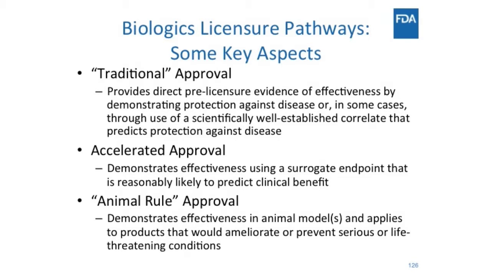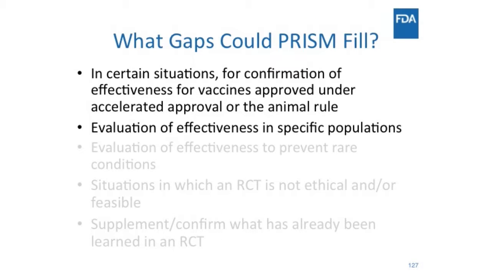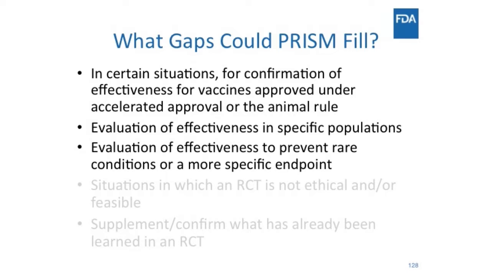So a second gap that we thought PRISM might be able to fill was the evaluation of effectiveness in specific populations. Within these large randomized controlled trials, there may be data, but they may not have sufficient data on small subsets. For example, a gender or an age group. Another gap that we thought PRISM might help us with is in evaluating effectiveness to prevent rare conditions or a more specific endpoint. So for example, hospitalization or severe disease.